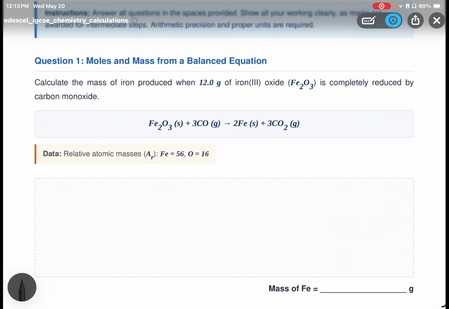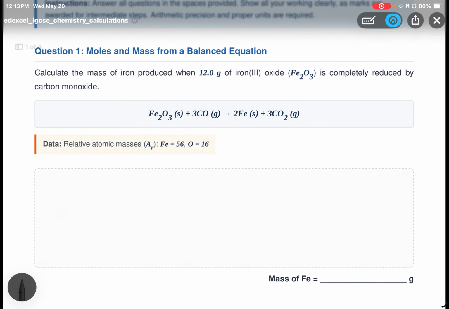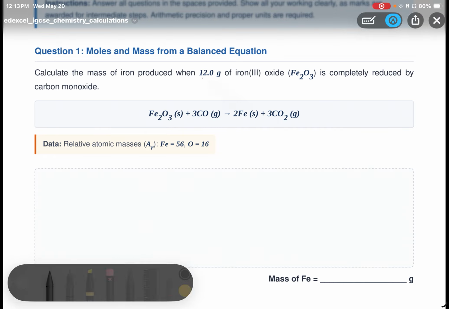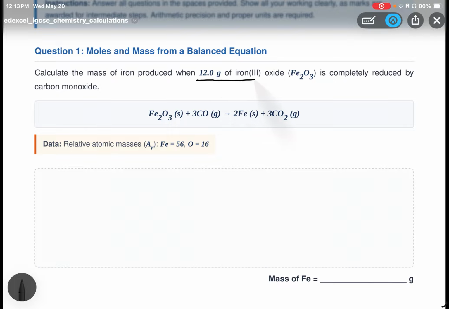Now, calculate the mass of iron produced when 12 gram of iron(III) oxide is completely reduced by carbon monoxide. The equation is given and the relative atomic masses are also given. The first thing you need to do when dealing with these calculations is underline the information which has been given. So the information of mass is given for Fe2O3. So let's first figure out the moles of Fe2O3.